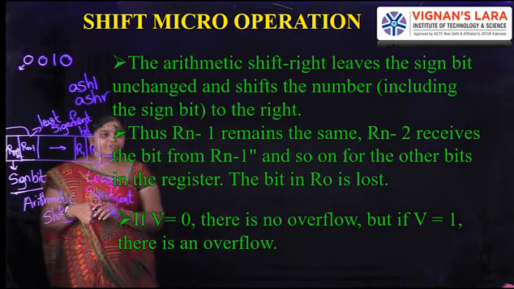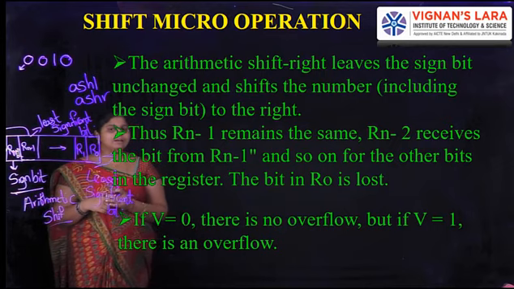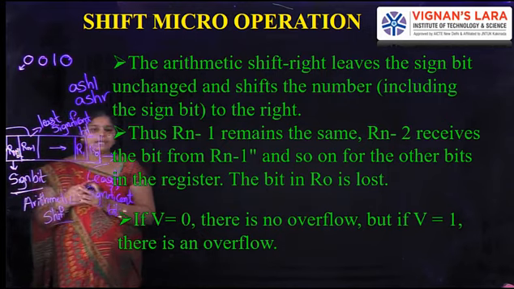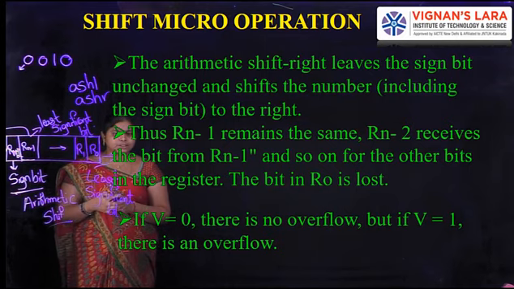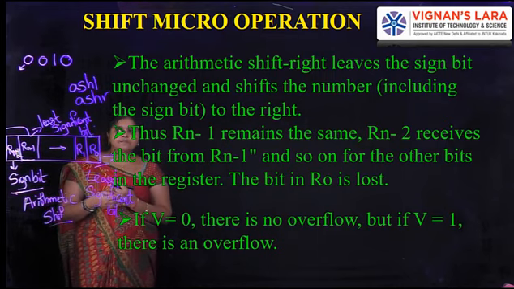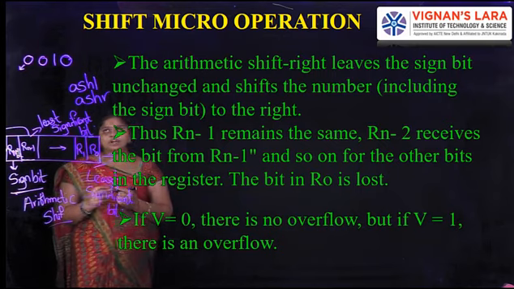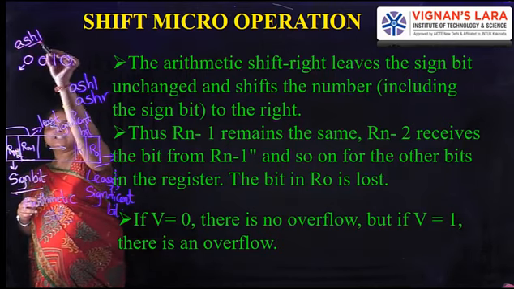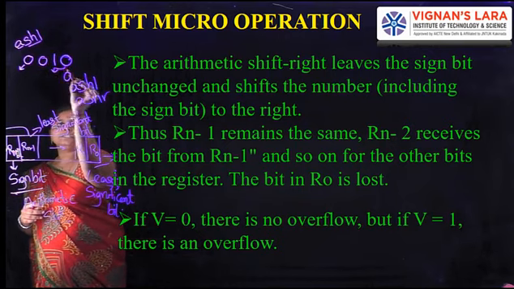The arithmetic shift right leaves the sign bit unchanged and shifts the number, including the sign bit, to the right side. Here we take an example binary number, 0010. Arithmetic shift is similar to the logical shift micro operations. In circular shift there is a difference from logical shift, but in arithmetic shift there is a similarity to logical shift. Here the operation ASHL means arithmetic shift left. The data transferred is 0 to the rightmost bit, and the bits change to the 1 position.